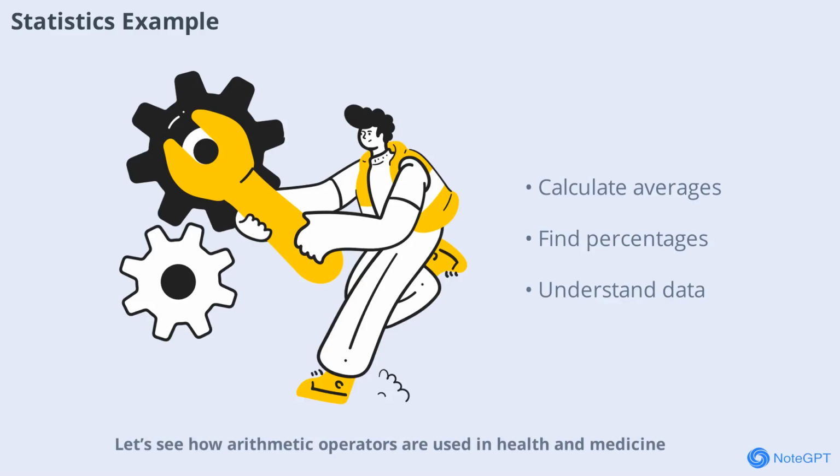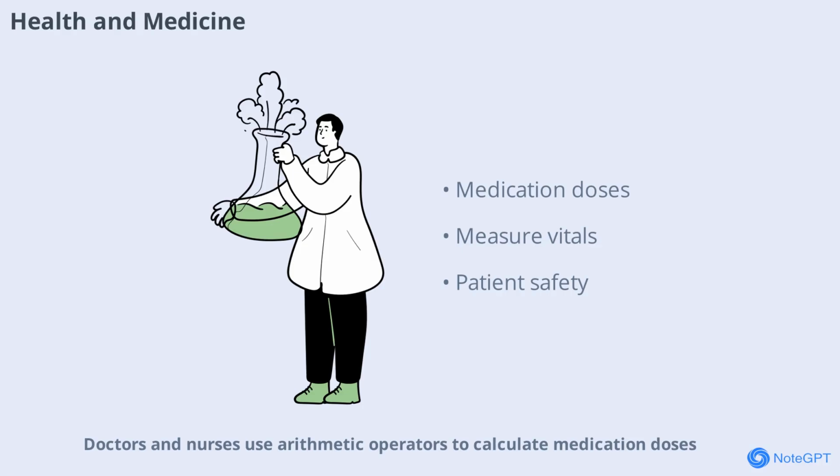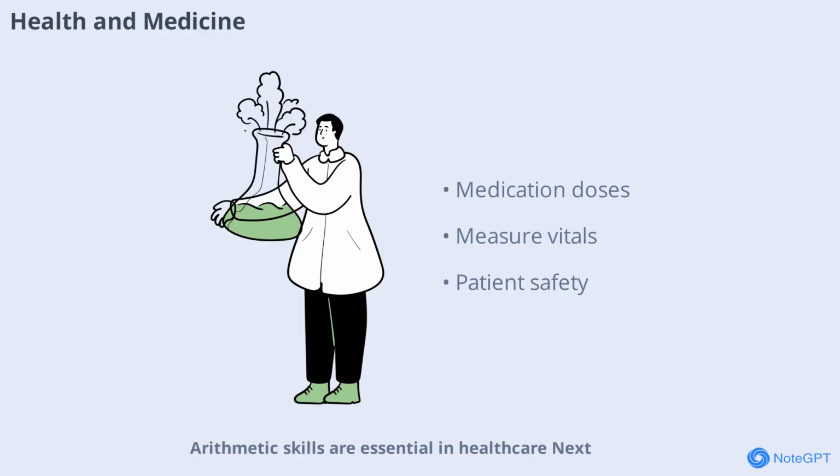Let's see how arithmetic operators are used in health and medicine. Doctors and nurses use arithmetic operators to calculate medication doses, measure vital signs, and track patient progress. For example, dividing a total dose by the number of hours or adding up test results. Accurate calculations are critical for patient safety and effective treatment. Arithmetic skills are essential in healthcare.